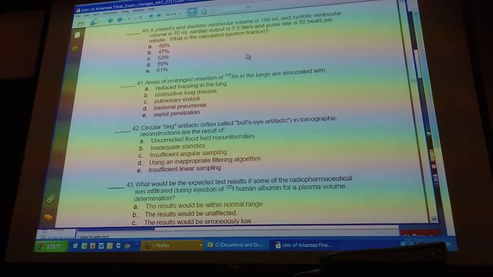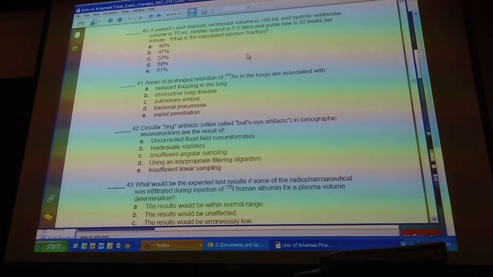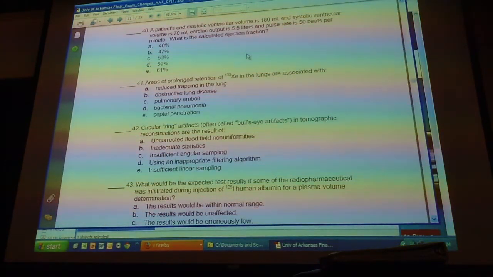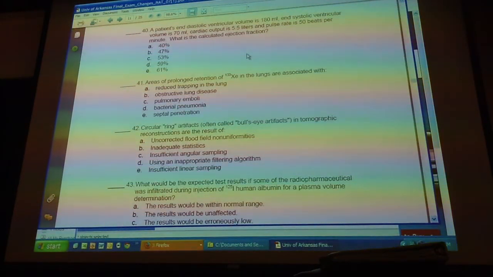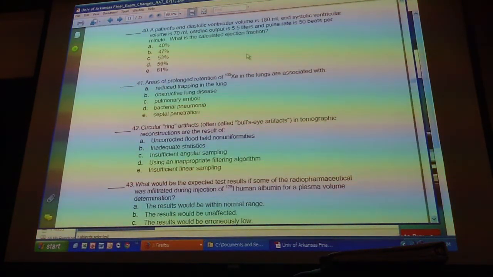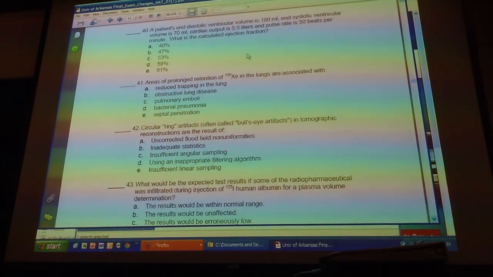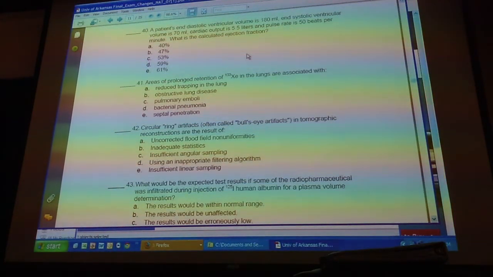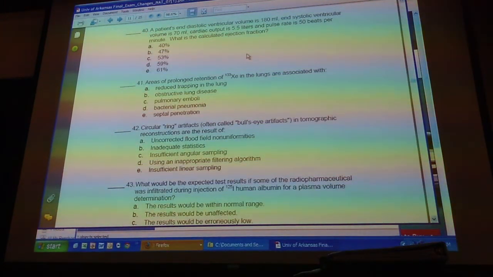Typically, which projection of a MUGA study would give you the best separation? LAO. Somewhere between 30 to 45 degrees LAO, depending upon the body habitus, plus about 10 degrees of caudal tilt. You guys are aware of that. If you don't have a good separation, you're not going to get a good ejection fraction.